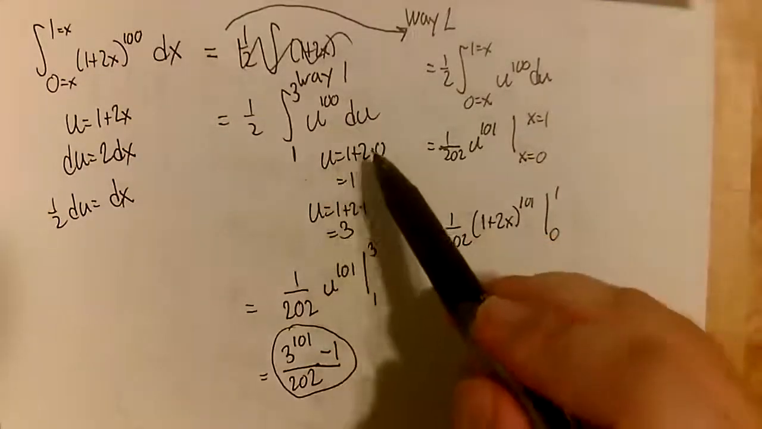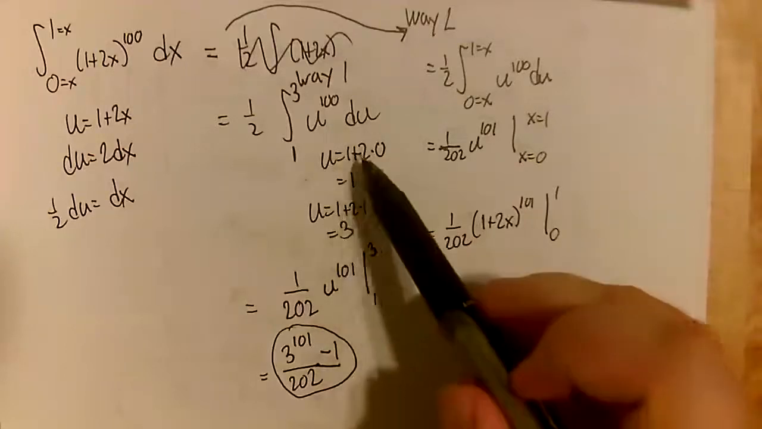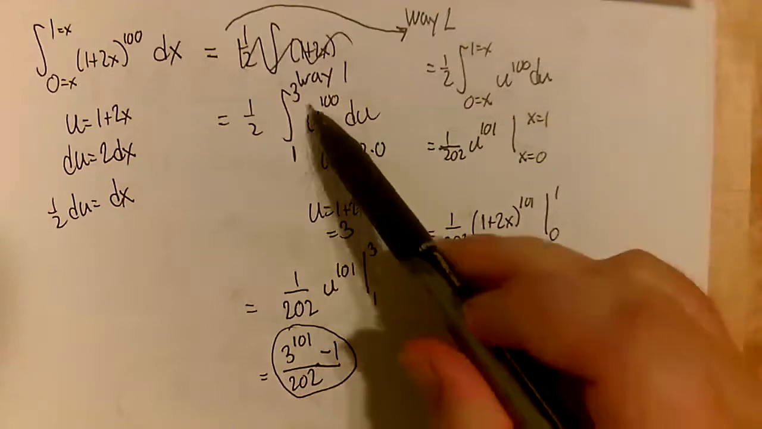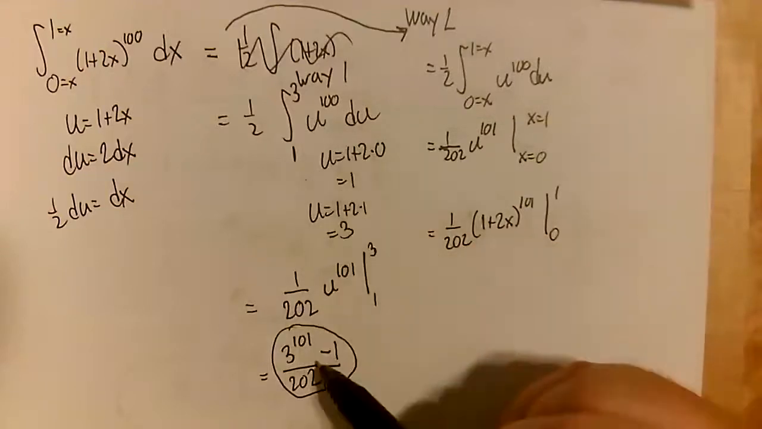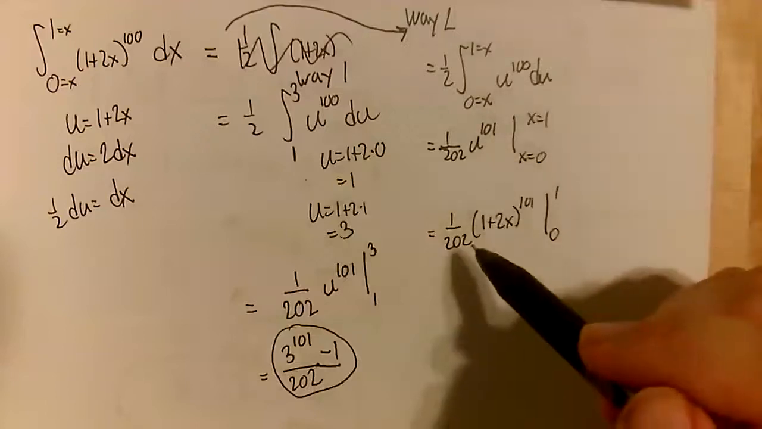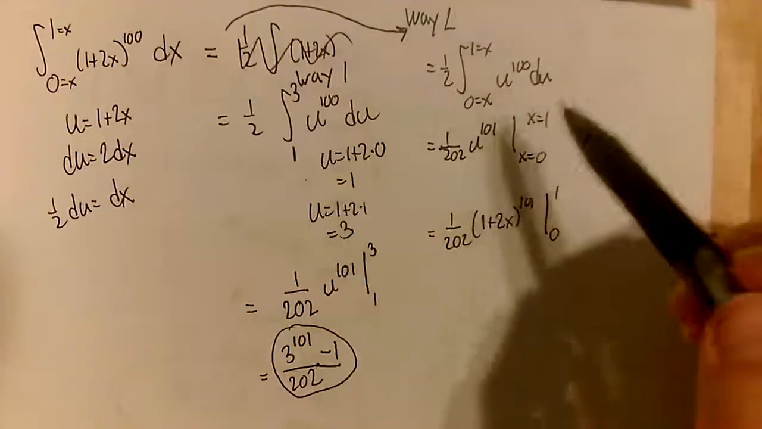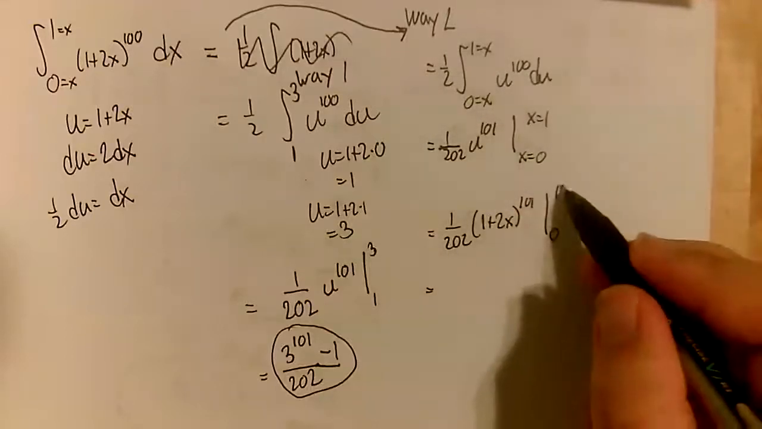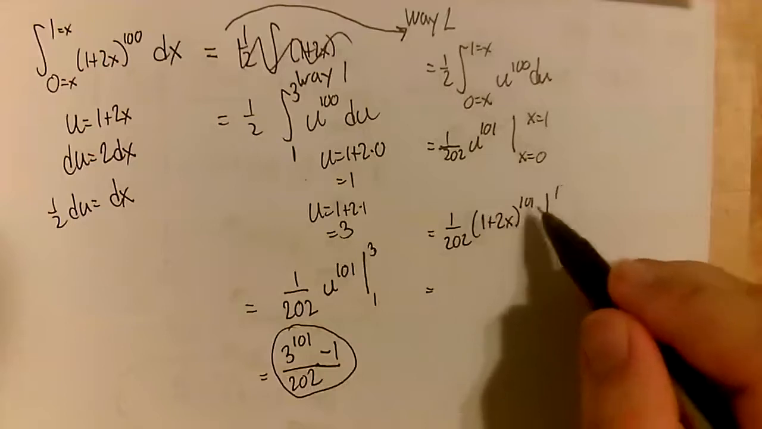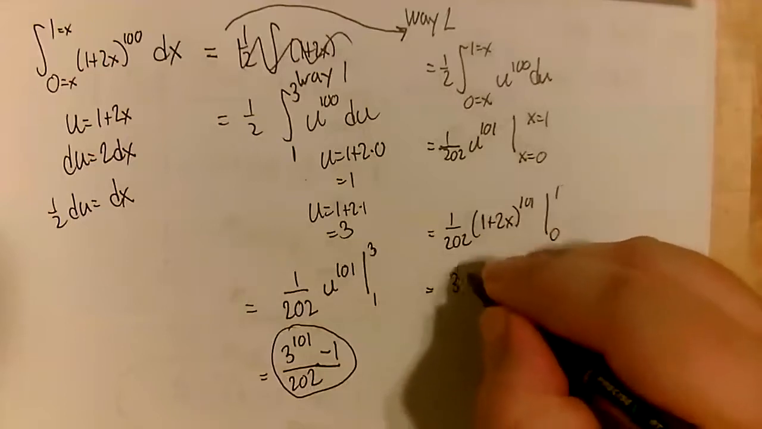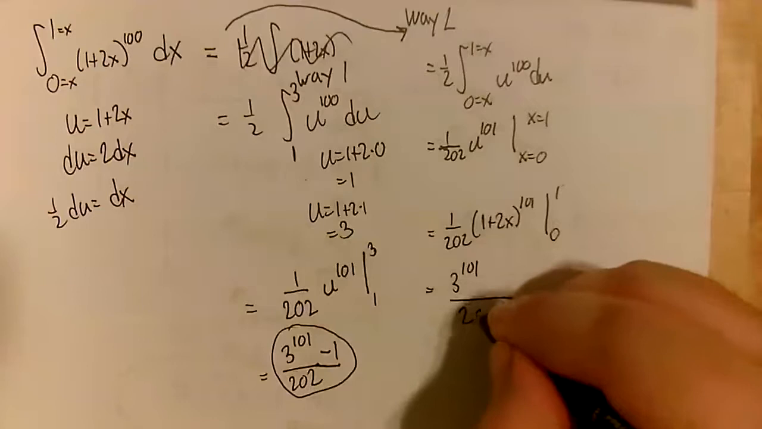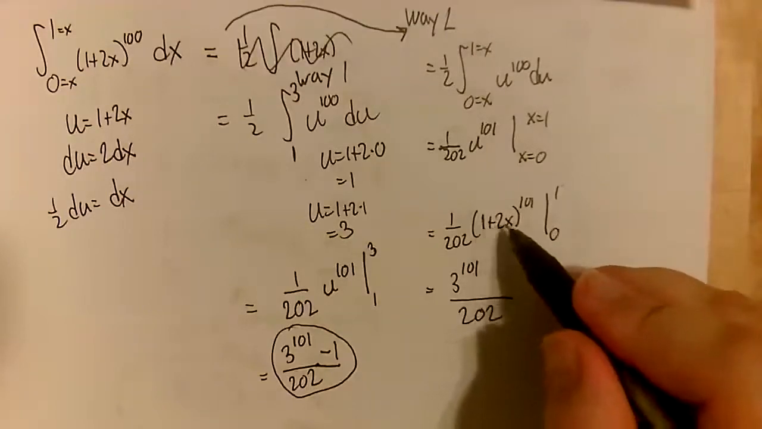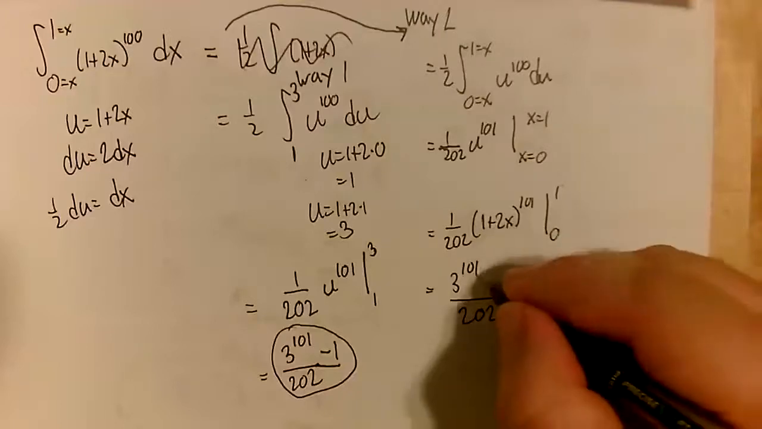So the first method does its work right away, and then we never have to worry about changing into x's again. Notice that I don't see the letter x the entire time I did this here. Whereas in this case, I need to convert back into my x's, but I don't have to do any work back up here. So now I can plug in 1 here. 1 plus 2 times 1 is 3, and then we have that to the 101. And then we subtract, and then we plug in 0. We have 1 plus 0 is 1, and then that's to the 101.